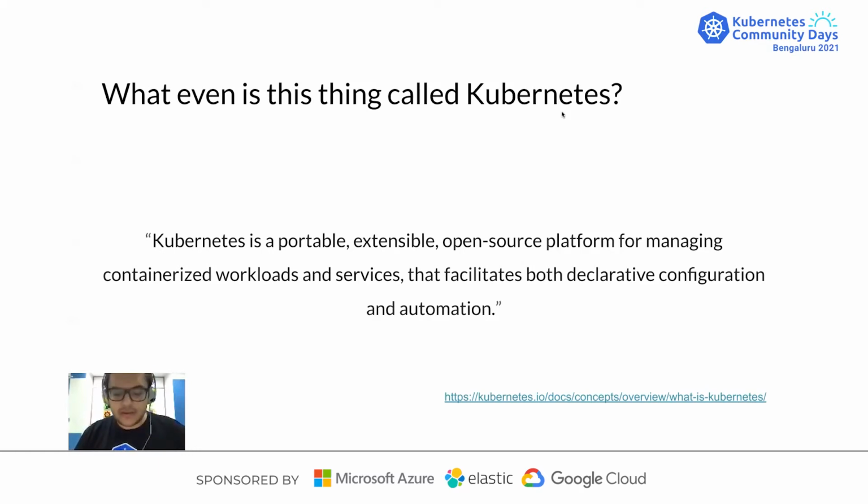So if you were to break it down, it would look something like this. So why is Kubernetes extensible? Why is it good for managing containerized workloads? What is declarative configuration and why does it do it? Why is Kubernetes good at automation?